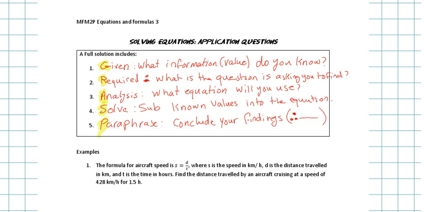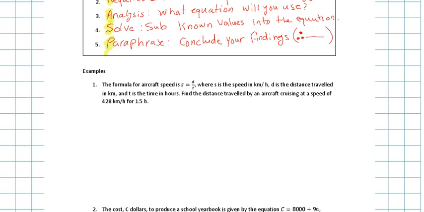What's the first thing that I have to do? What do I have to write first? The given information. What are the given information from this question? Speed and time, right? So the given are the speed. What letter in this question does speed stand for? S. What letter does time stand for? T, right?